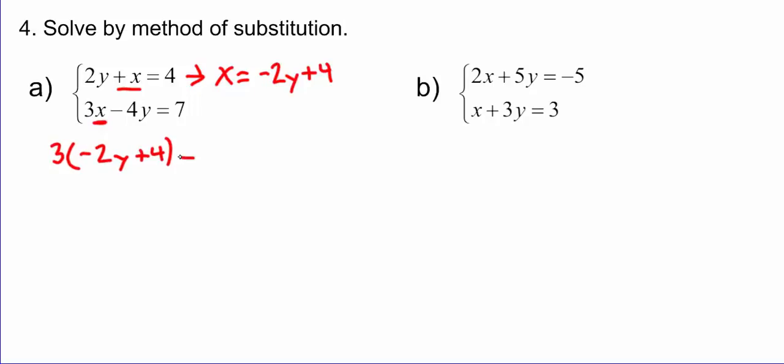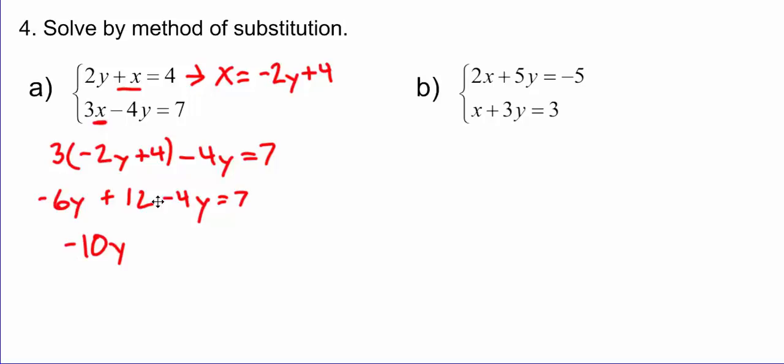So 3x minus 4y equals 7. Again, instead of writing x, I wrote -2y plus 4. All right, little distribution, so -6y plus 12 minus 4y is equal to 7. We'll combine like terms. That's going to give me a -10y. I'm going to subtract 12 from both sides, so I'll have -5. So y then is 1/2.